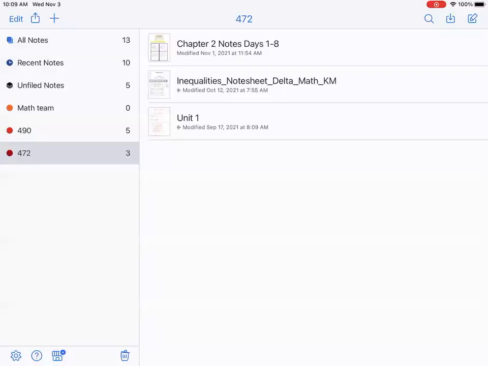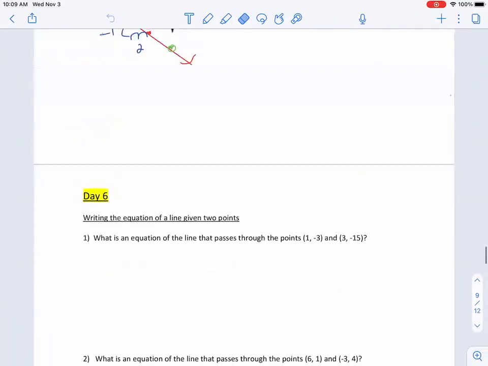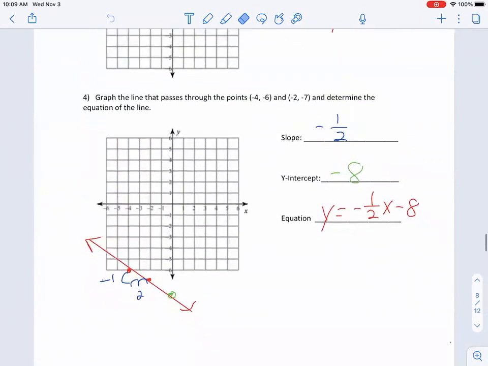All right, so let's go to our note sheet, guys. We're looking at day 6 now. So if you want to scroll down to day 6, just so you remember, this is where we left off in our last class. We were graphing and talking about slope and y-intercept and then writing the equation of the line. And you guys did a nice job with that.